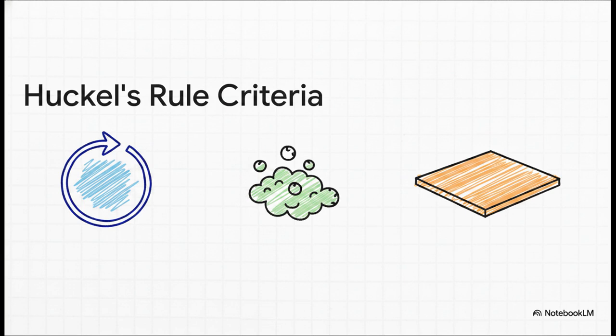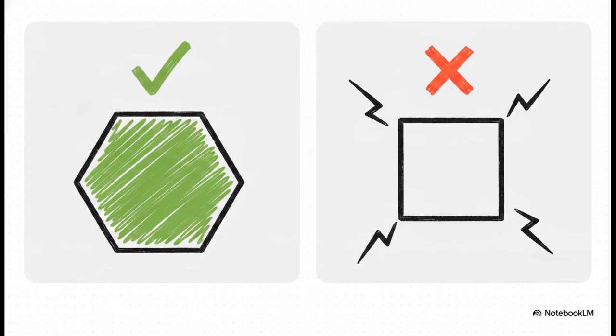First off, the compound has to be a closed cyclic structure. Second, it must contain exactly 4n plus 2 pi electrons, and n here is just any whole number: 0, 1, 2, and so on. So practically, that means a ring must have exactly 2, 6, 10, or 14 pi electrons, absolutely no exceptions. And third, the compound has to be perfectly coplanar. It needs to lie completely flat. If a molecule misses even one of these 3 criteria, access denied. It is not aromatic. And this brilliantly illustrates exactly how the rule works in practice.